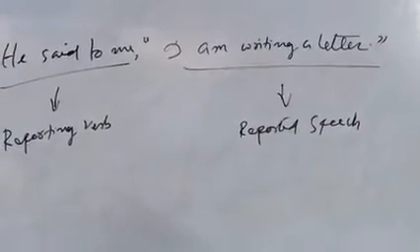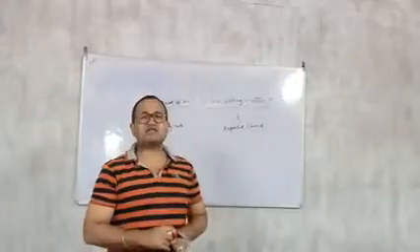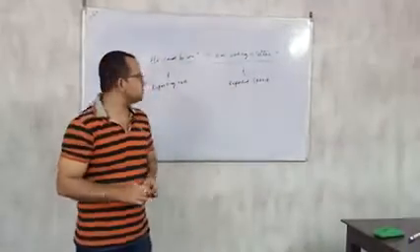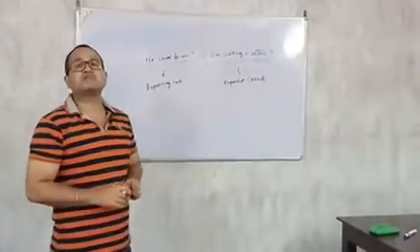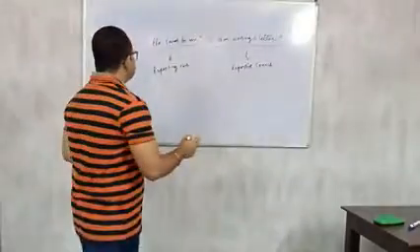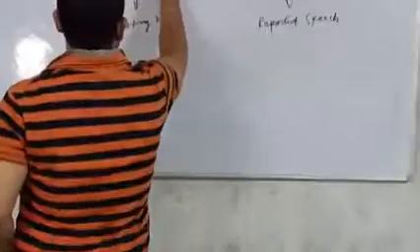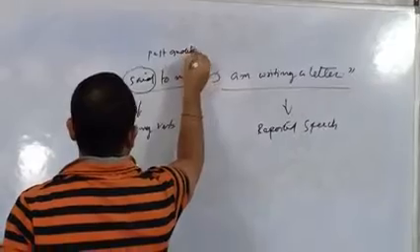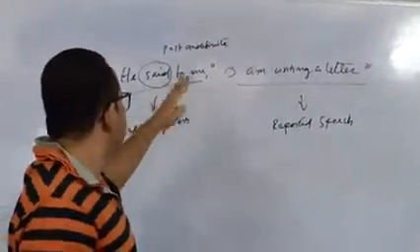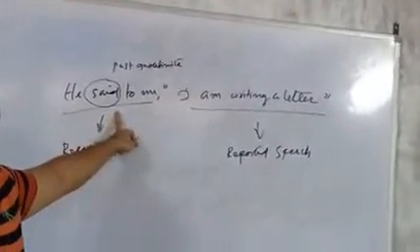What is crucial regarding the reporting verb is that we have to identify the tense of the reporting verb. We have to identify which tense the reporting verb is. So in this particular sentence, the reporting verb is in past indefinite. The tense of the reporting verb is past indefinite because after the subject, this is the second form of the verb.